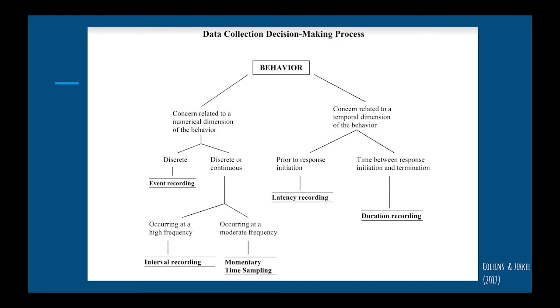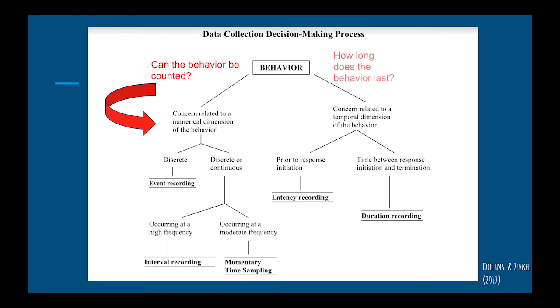When you are deciding on an assessment tool, you must first define the behavior. Using your ABC observation is a great way to decide which assessment tool is the most fitting for the behavior. If the behavior can be counted, you will want to use event recording, interval recording, or momentary time sampling. If you want to know how long a behavior lasts or the amount of time a behavior occurs, you will want to use latency recording or duration recording.